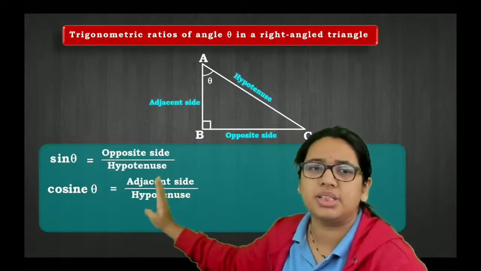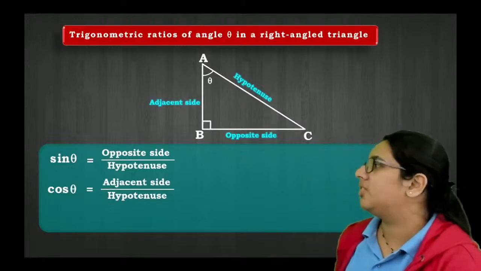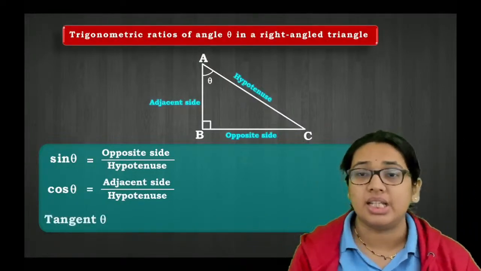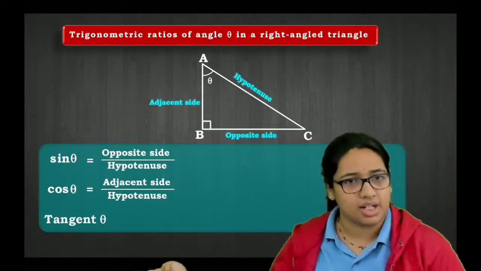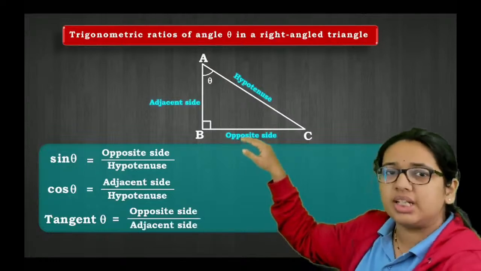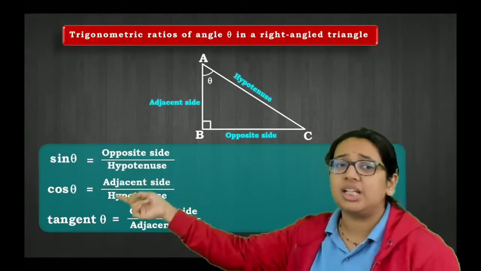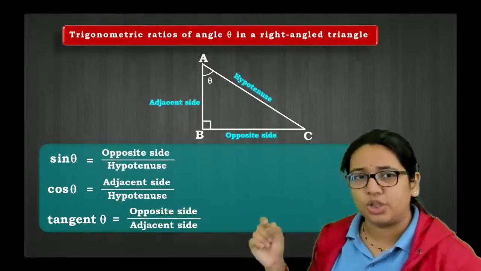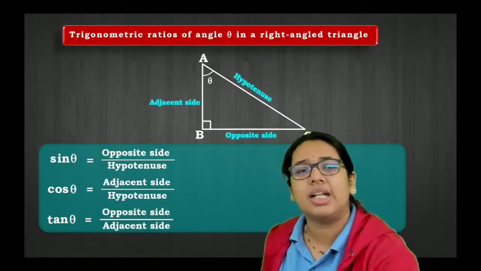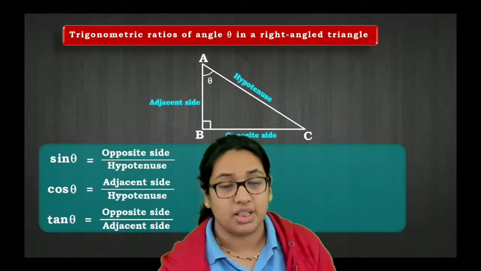And usually we will just say cos theta. Cos theta is given as adjacent upon hypotenuse. And the next one is tangent theta. Tangent theta is given as opposite side divided by adjacent side. Just as we saw the shortcut for sine and cosine, similarly for this we'll just consider tan theta. Tan theta is given as opposite side upon adjacent.